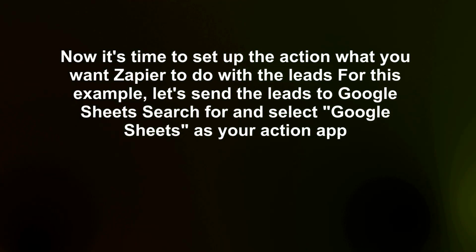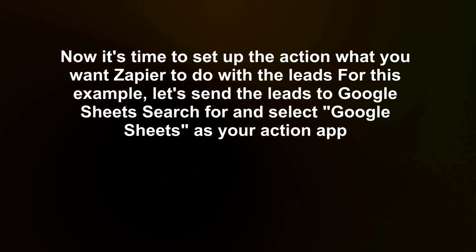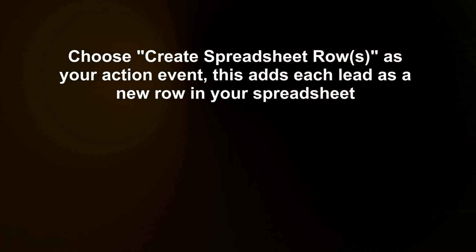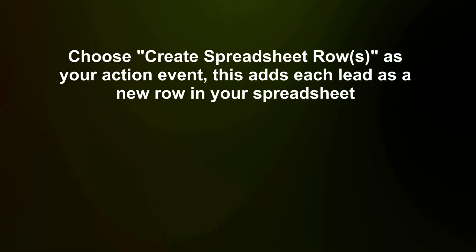For this example, let's send the leads to Google Sheets. Search for and select Google Sheets as your action app. Choose Create Spreadsheet Rows as your action event. This adds each lead as a new row in your spreadsheet.